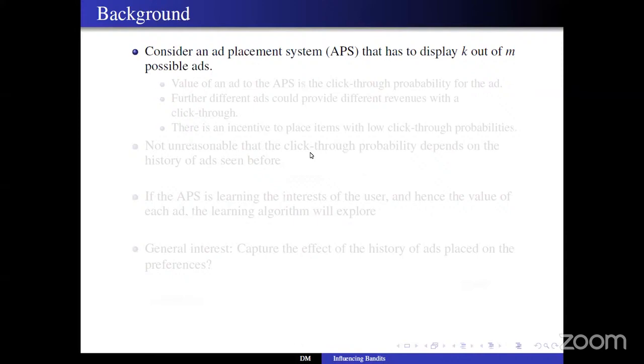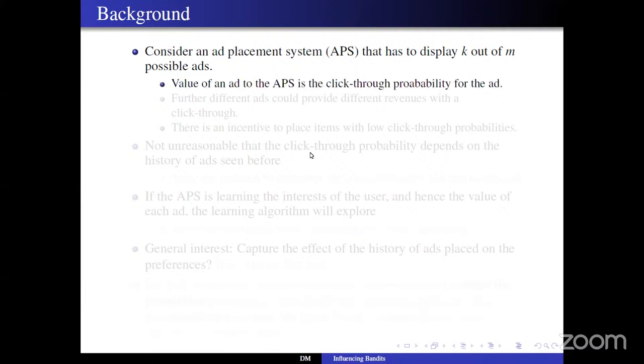So just to give you a motivation, consider an ad placement system. You could consider any of the other motivations for such budgets, and I use this because it's a little more illustrative of what I want to say. Now it has to display K out of N ads. It has N possible ads and it wants to display, let's say, K of these. And for convenience, just assume that K is one.